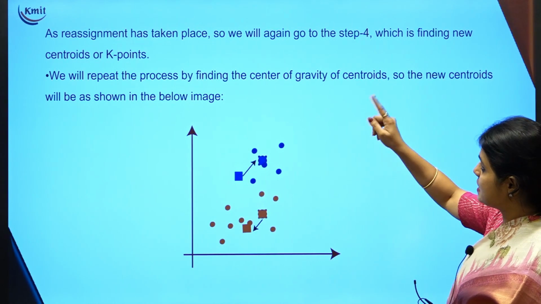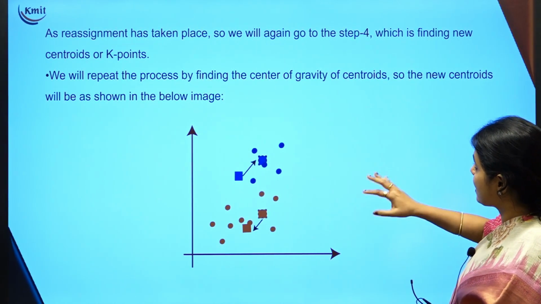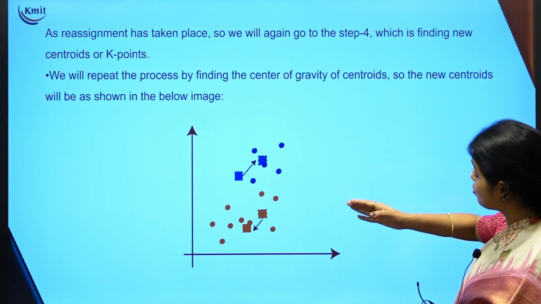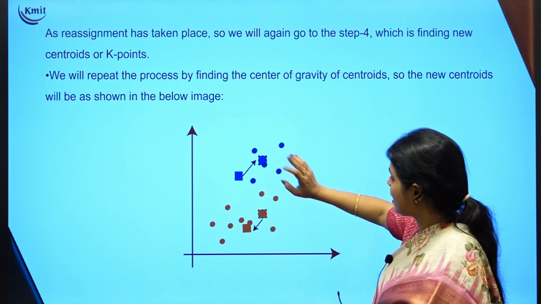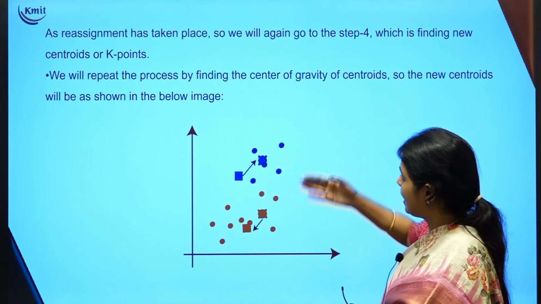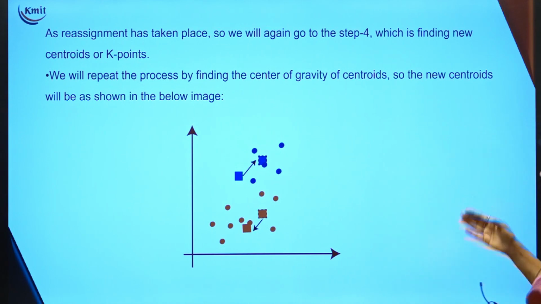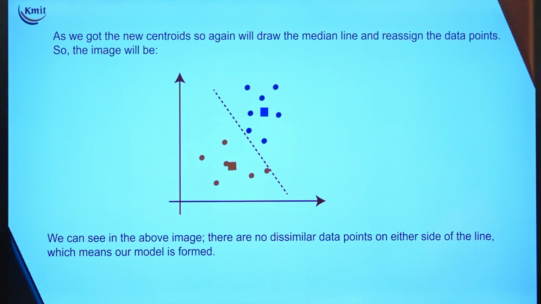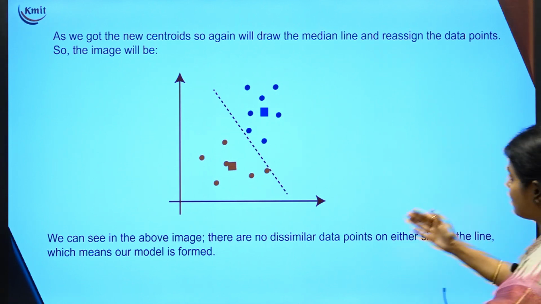As reassignment has taken place, we will again go to step 4, which is finding new centroids or k points. Now again I'll go for new centroids and repeat the process by finding the center of gravity of the centroids, so that the new centroids will be shown as in the given image. Once I am done with that, as we have got new centroids, we'll again draw the median line and reassign the data points.